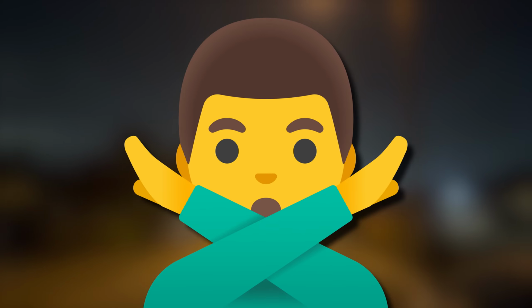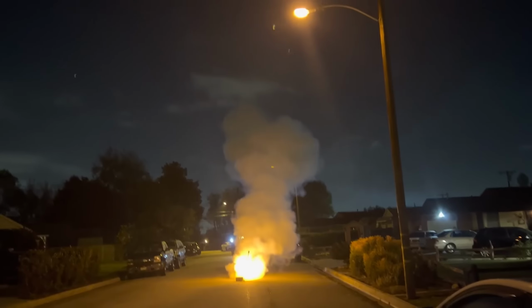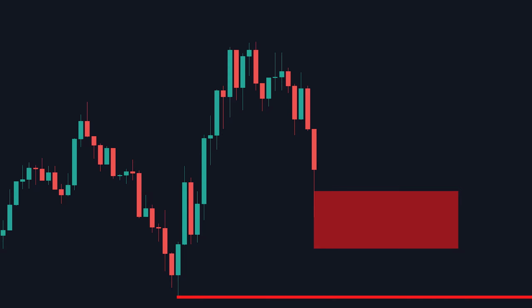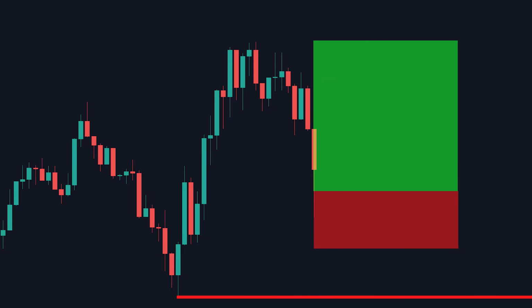Again, we are not even considering areas of supply because we are in an uptrend. So we don't even need to worry about that. We wait for price to re-enter into the zone, and this is where we would enter. Set your stop loss right below the demand zone and set your take profit at the recent highs. Boom, we got an easy winning trade.